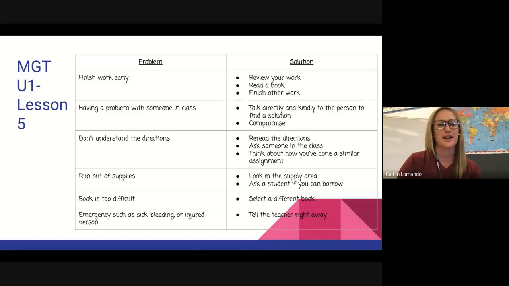And if a problem is an emergency, such as someone's sick, bleeding, or injured, you should tell the teacher right away. And of course, if you're at home, you should tell the adult with you right away if any of these things arise.